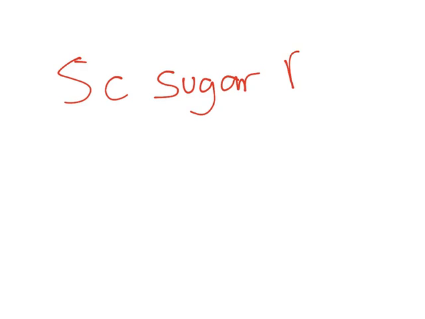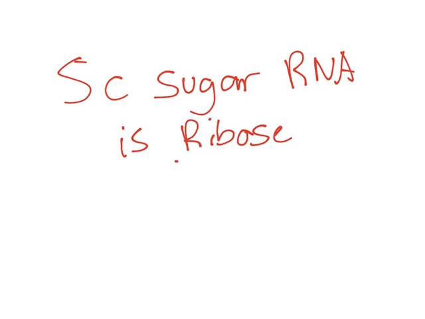One really important thing I forgot to mention earlier is that the 5-carbon sugar in RNA is ribose instead of deoxyribose, which is in DNA.